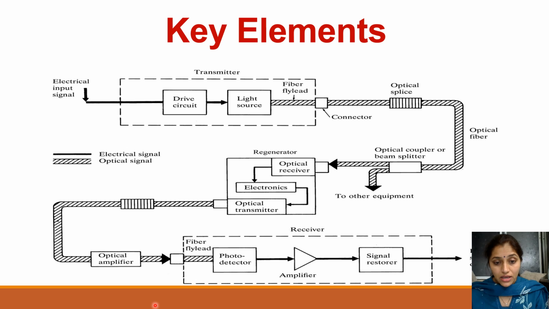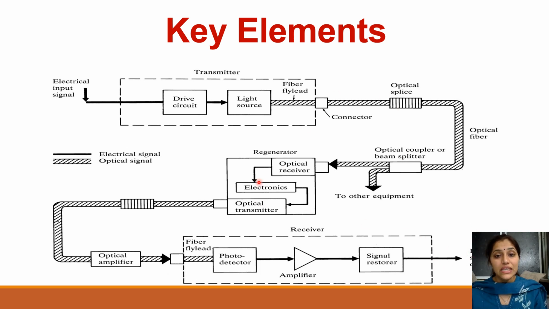Then this is our receiver. So what it has? Photo detector. In photo detector, we can either use avalanche photo diode, APD, or we can use PIN diode. Intrinsic layer is present between PN junction diode. After photo detector, there is an amplifier to amplify the signal level. Signal restorer, error correction is there. It restores the signal and then it goes to the output devices.